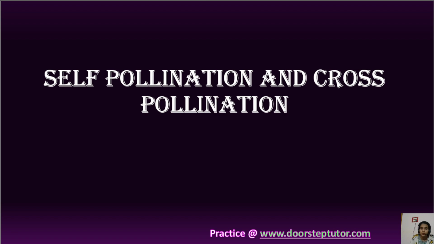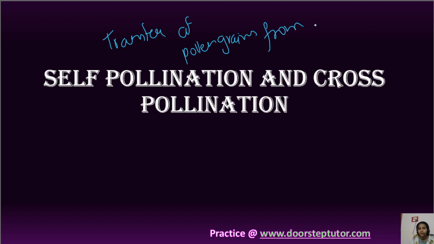So as we know, pollination is basically the transfer of pollen grains from the anther, which is the male reproductive part, to the stigma, which is the female reproductive part.